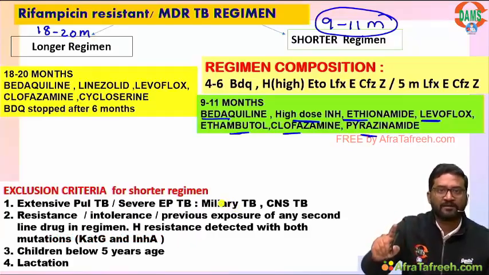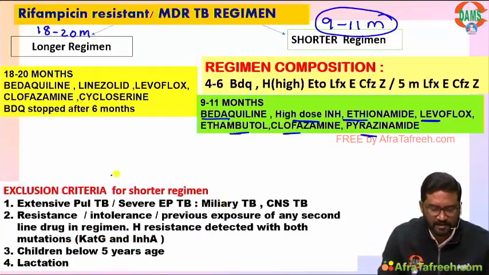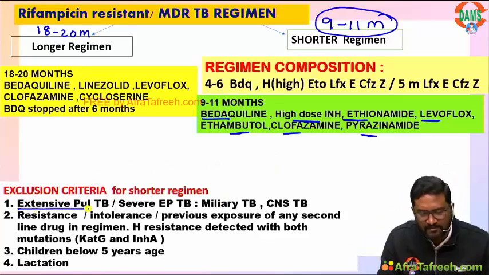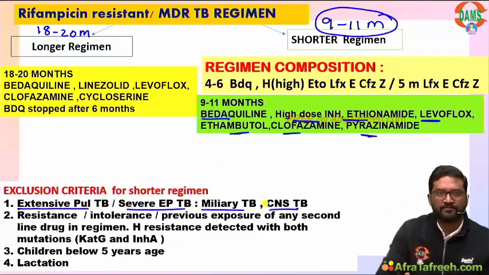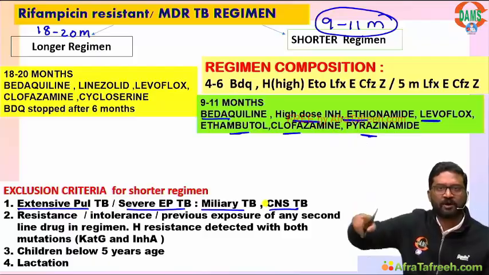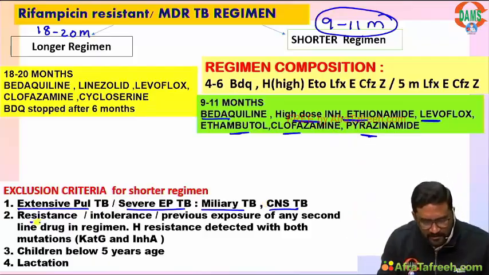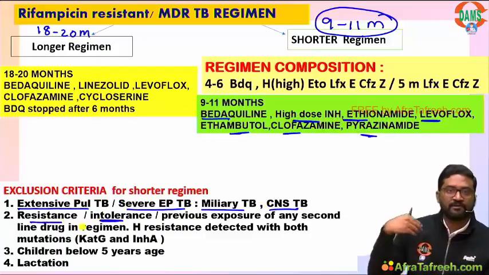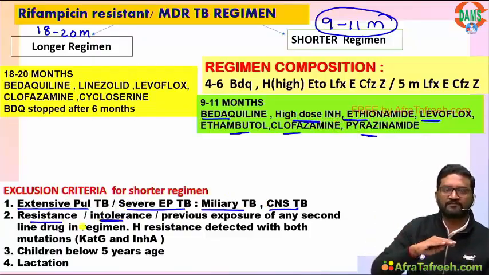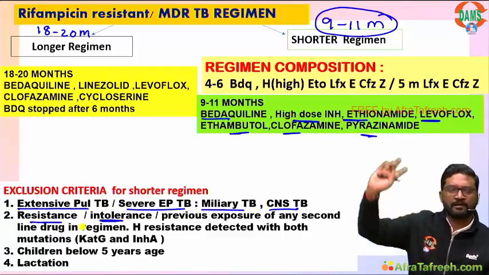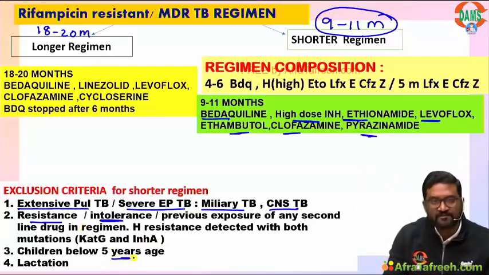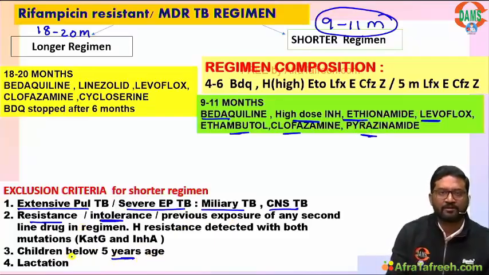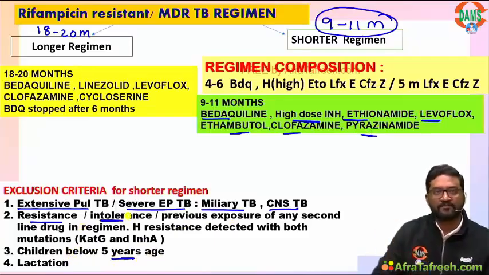When it is a bad disease, shorter regimen will not be sufficient. When is it called a bad disease? Extensive TB, severe extrapulmonary TB, such as miliary TB, CNS TB. Shorter duration will not have any benefit, or any drug in the shorter regimen is not working in this patient. Either there is resistance, intolerance or previous exposure, or isoniazid resistance with both genes. If one gene is there, you can think of giving high dose isoniazid. Children below 5 years, not yet licensed. Lactation, not yet given. But in pregnancy, shorter regimen can be given.